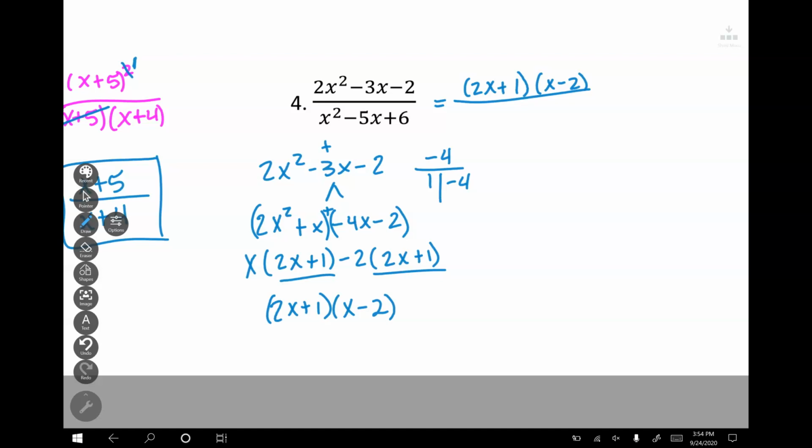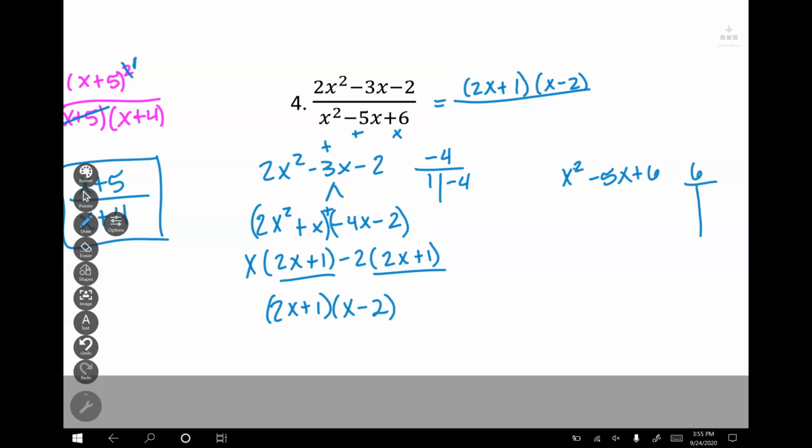Okay, and then the denominator: two numbers that add to negative 5 and multiply to 6. That would be negative 6 and positive, no. Let me write this one out. So we've got x squared minus 5x plus 6. This one's a tricky factoring one if you try to do it in your head.